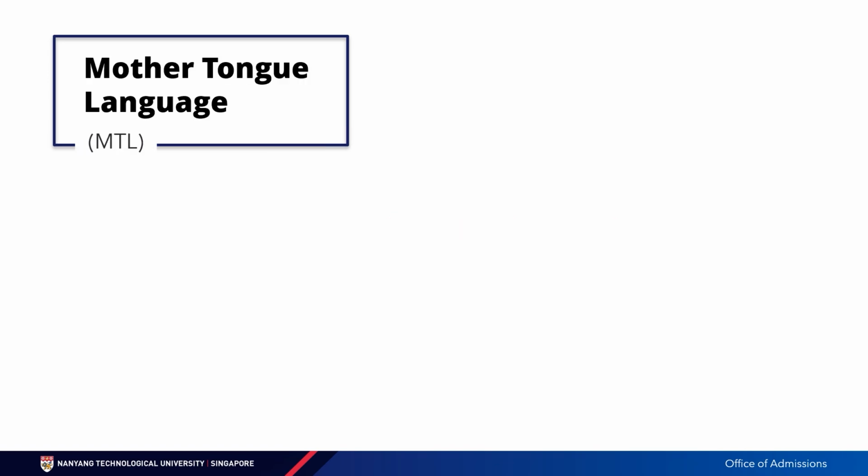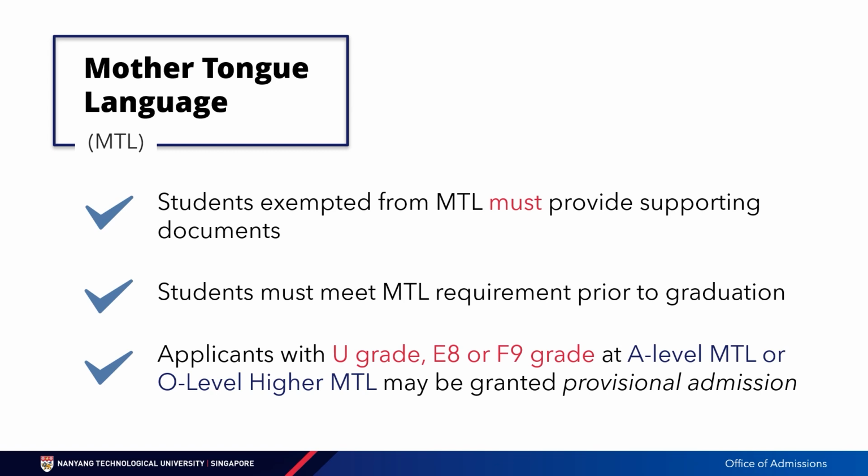Candidates who do not satisfy the mother tongue language, or MTL, requirement may still submit an application for admissions. Those who are exempted from MTL must provide supporting documents. If selected, he/she will be admitted on a provisional basis. The student must meet MTL requirement prior to graduation. Applicants with U grade at A level MTL or E8 or F9 grade at O level higher MTL may be granted provisional admission.